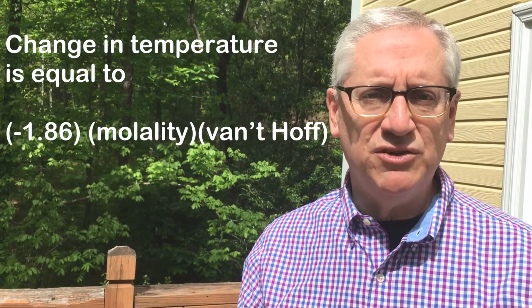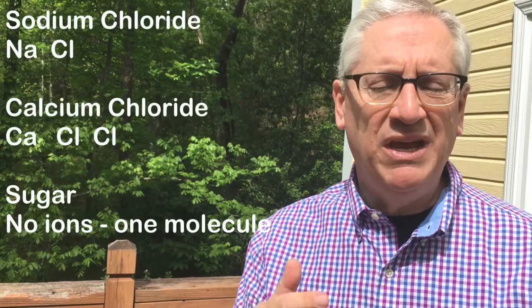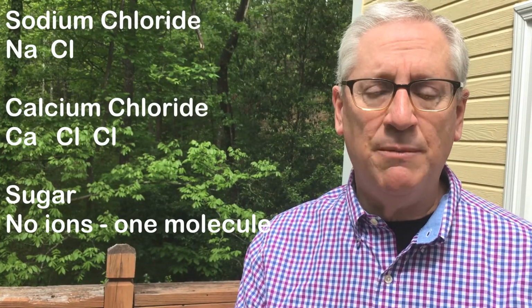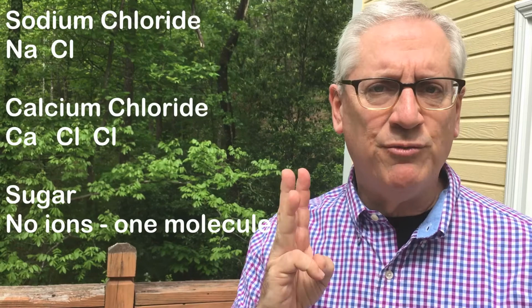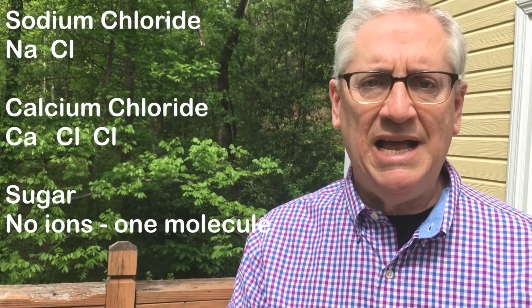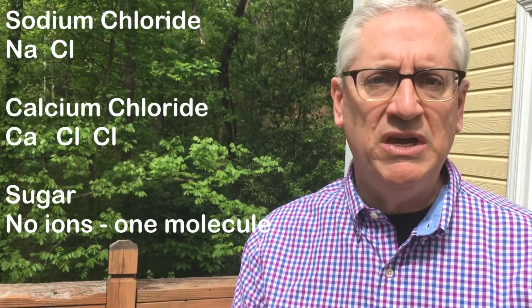Now, the Van't Hoff factor says the more ions or the more pieces in solution, the better off you are. So if you were to use salt, it has 2 pieces, sodium and chlorine. If you used calcium chloride, you would have calcium and 2 chlorines, so you would have 3 pieces. If you use sugar or an organic substance like that, you would only have 1 piece. So the more pieces that go into solution when it dissolves, the better off you are.